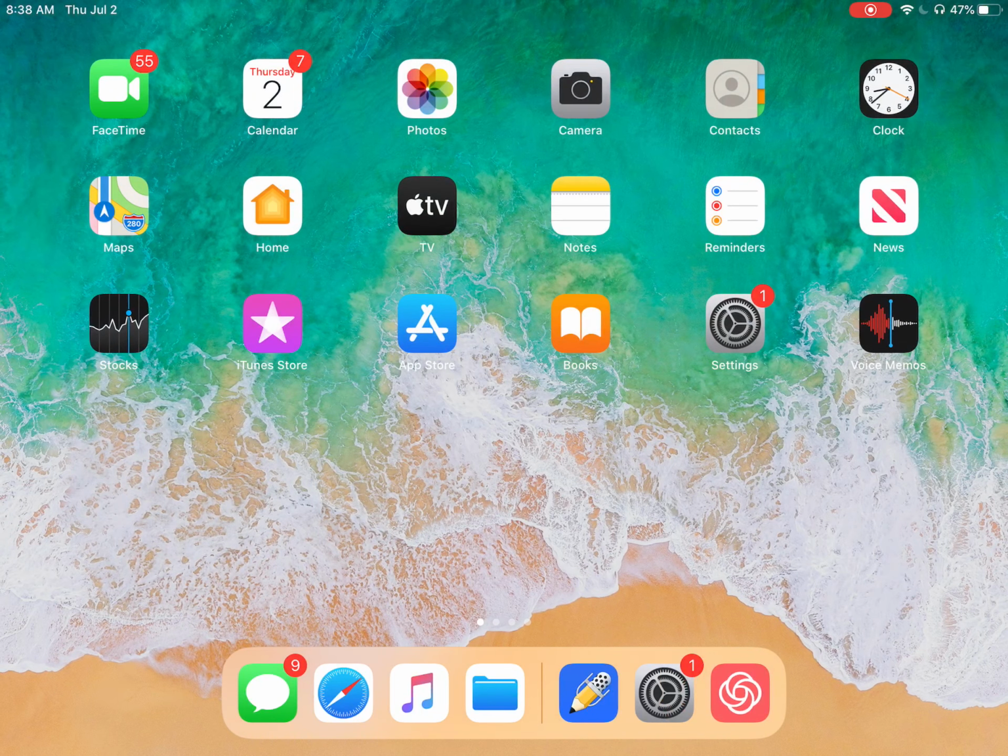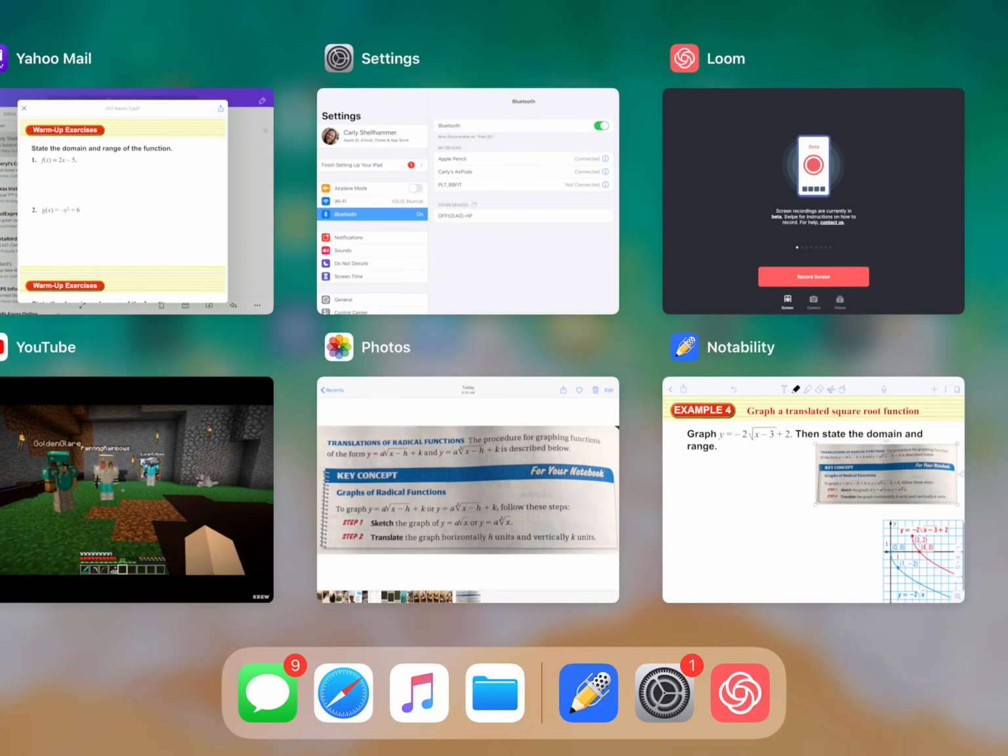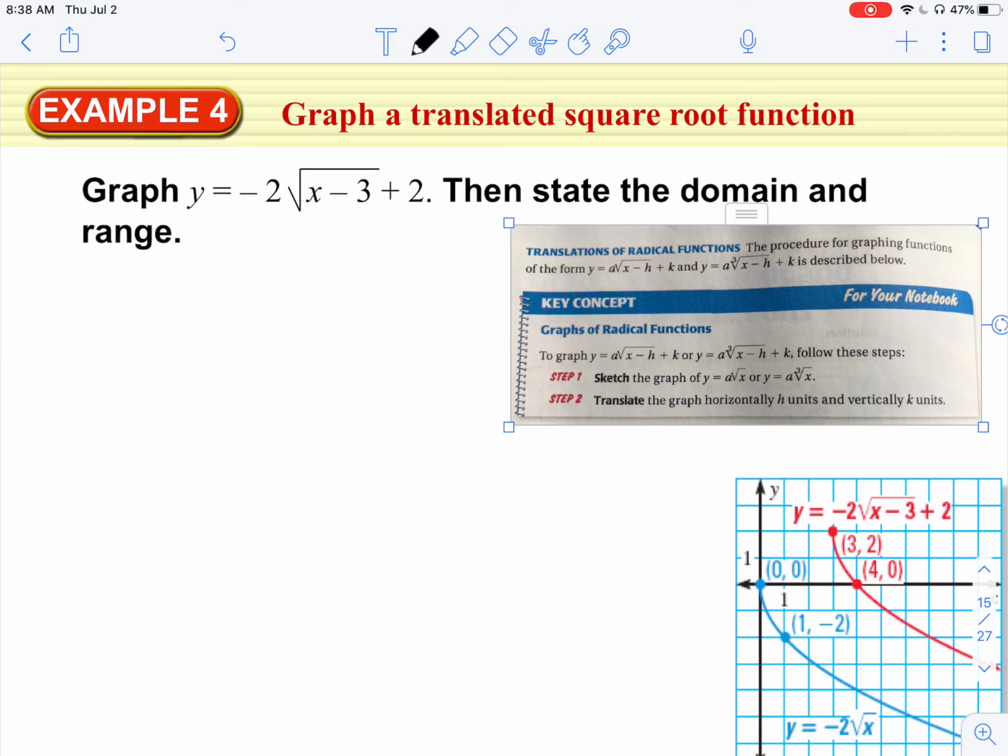Hey there, Algebra 2. We are in Chapter 3, Lesson 3.5, but we're starting at Example 4 because you should already have Lesson 3.5 for examples 1 through 3. What I did not include yet was this little snippet of notes.